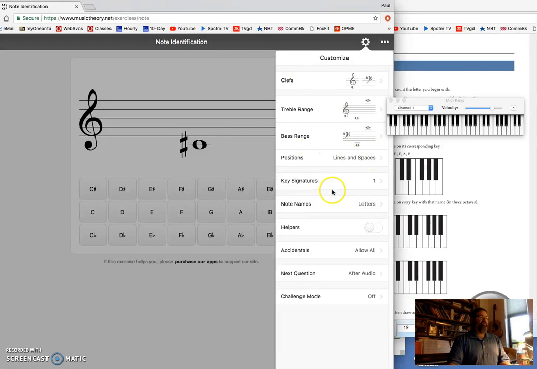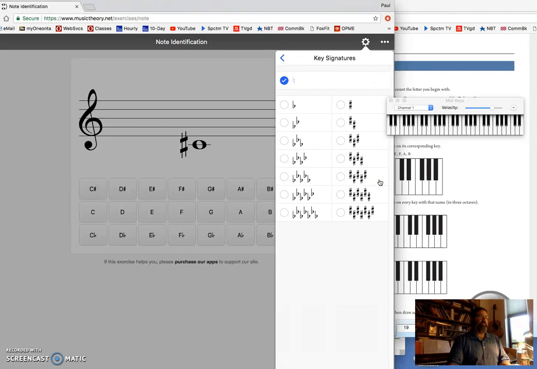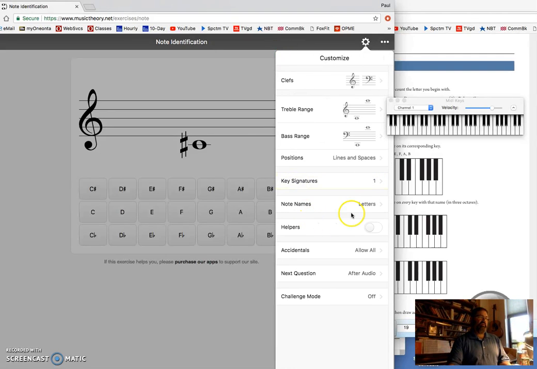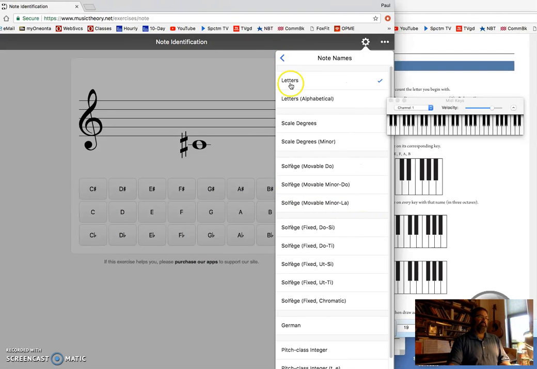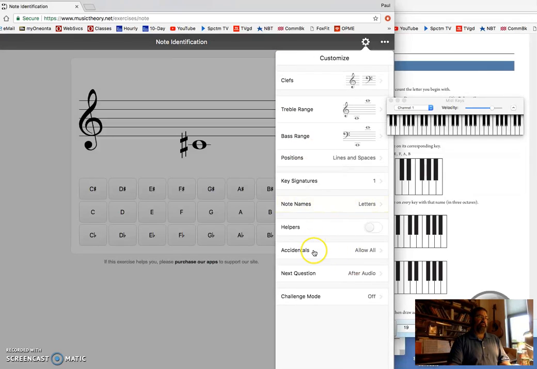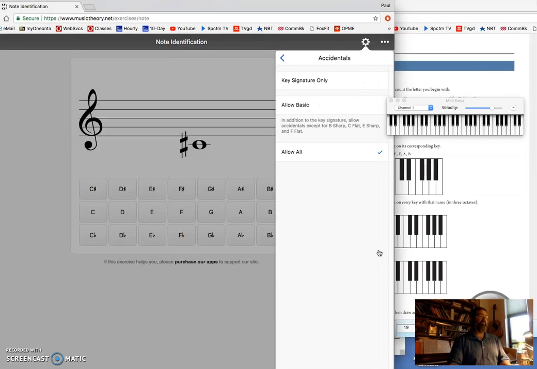I can change the range. You can use key signatures. And we could just use letters. Okay, let's use letters. Accidentals, allow all. If you're just doing basic letter names, you could change this.